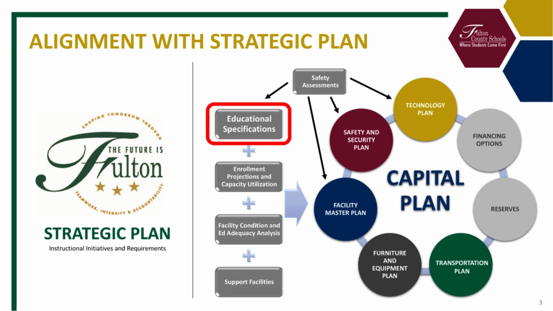As we continue with updating our ed specs, it's important to know how they fit in with the school district's full educational strategy. The Fulton County School Board has defined various initiatives and priorities in its strategic plan, and this flows into our capital planning development. Our first step is to review our educational specifications, which we are doing now, before we create the next capital plan that will determine new construction, school renovations, and facility modification needs.